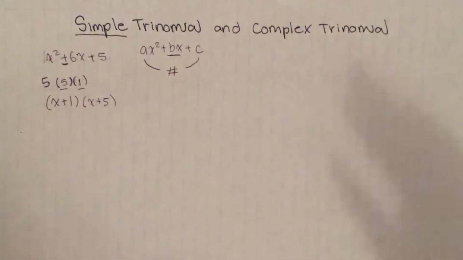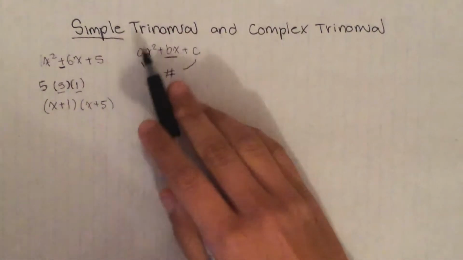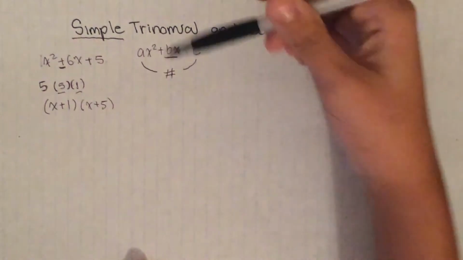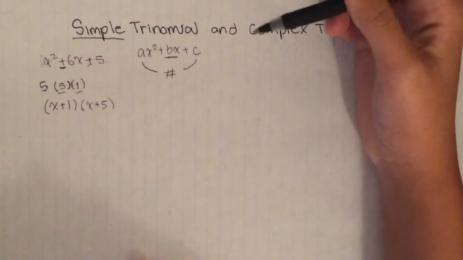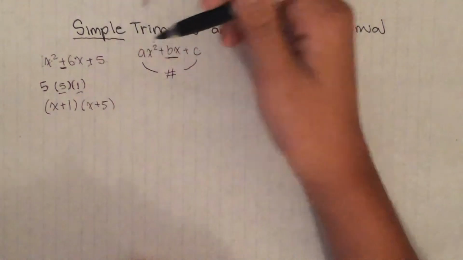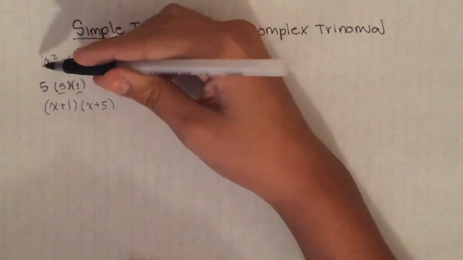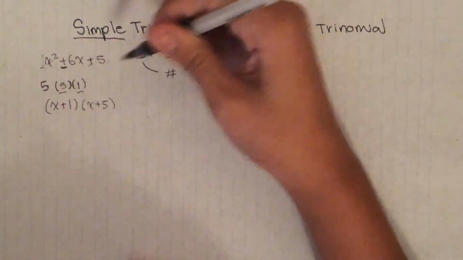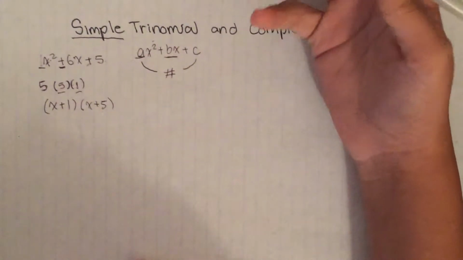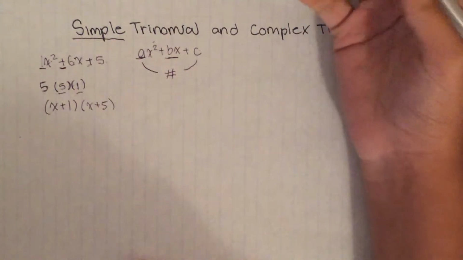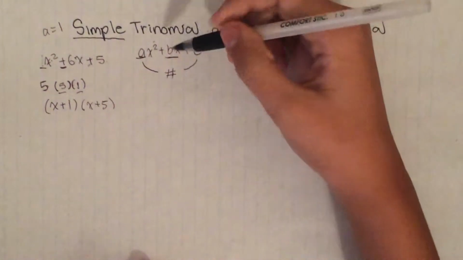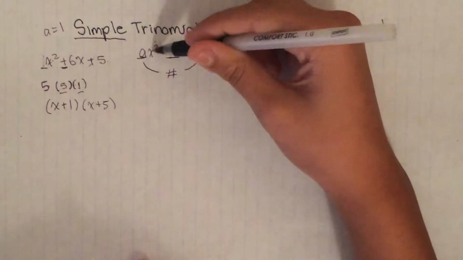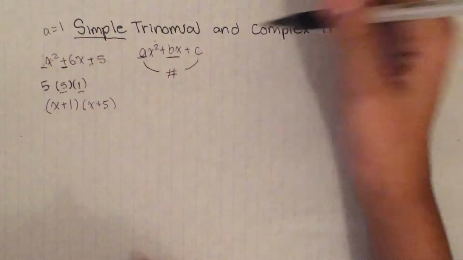So what I'm going to be teaching you today is simple trinomial and complex trinomial. They're both called trinomial because it means there are three terms in the equation. We're going to start with simple trinomial, and it's called simple because the a value does not have a number higher than 1. So your a is always 1. A equals 1, okay? So this is our equation for simple trinomial and complex trinomial.